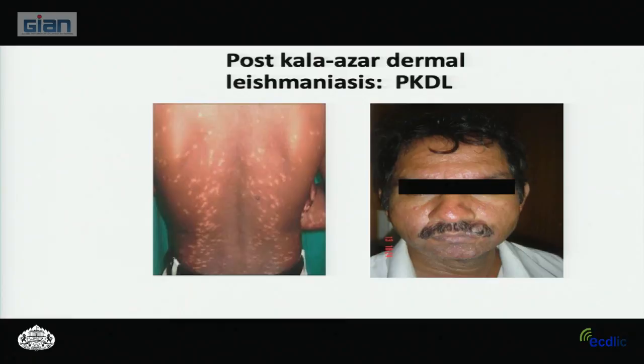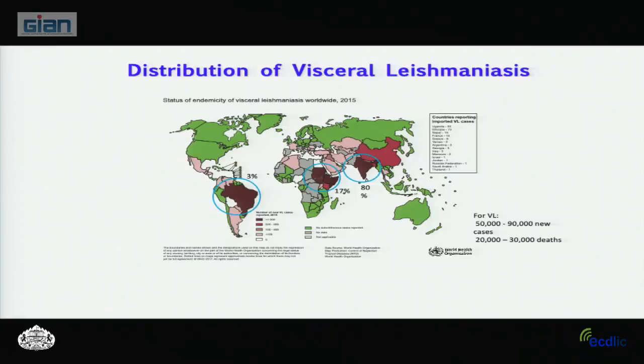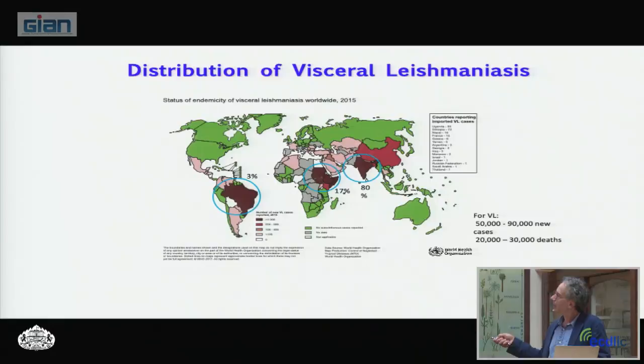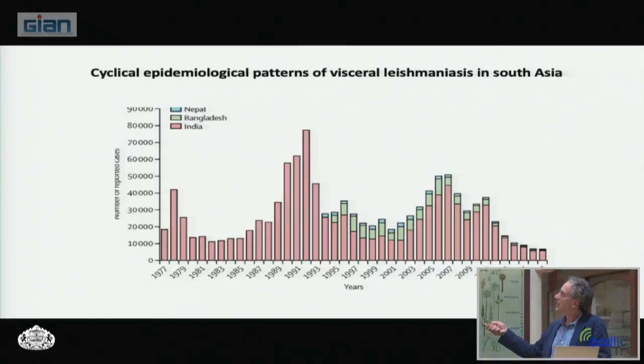Again, on the distribution of visceral leishmaniasis, 90% of the global burden is in just a few countries: Brazil, countries in East Africa, and the Indian subcontinent. And the vast majority of infections are, in fact, in the Indian subcontinent. This shows a very interesting cyclical epidemiologic pattern of visceral leishmaniasis in South Asia. And again, the majority of these infections are in India.